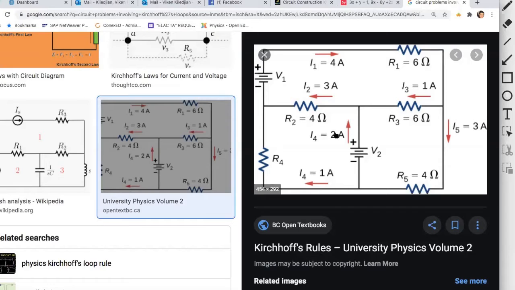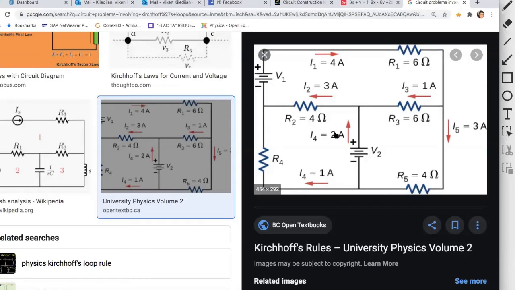How many loops does this one involve? It's 3 loops, right? You got the 2 on the bottom, and you got the top one. So overall, how many unknowns should it have? 3 unknowns, right? But notice that the unknowns are not necessarily the currents.